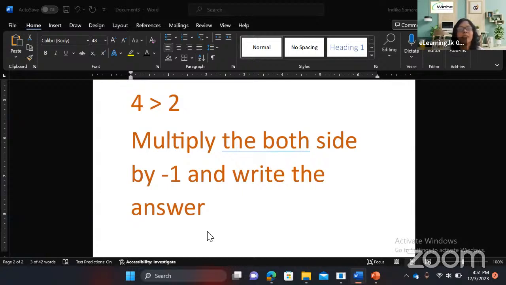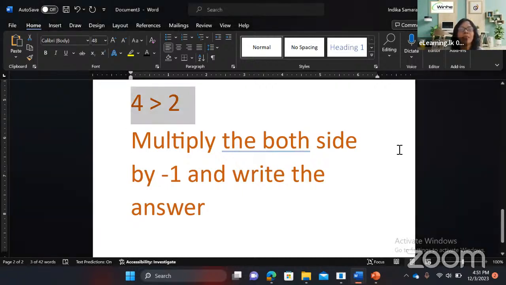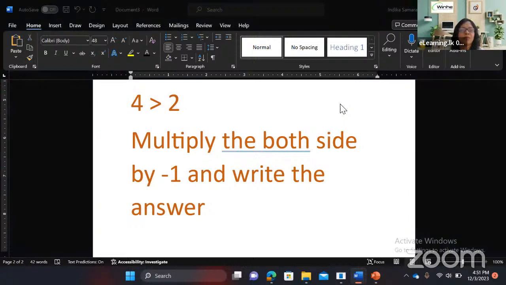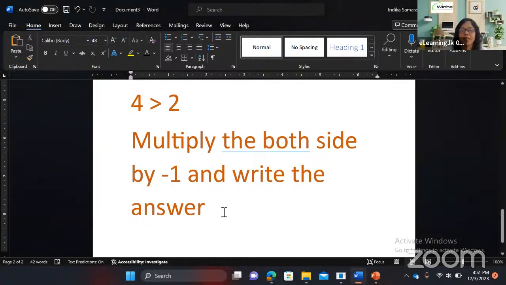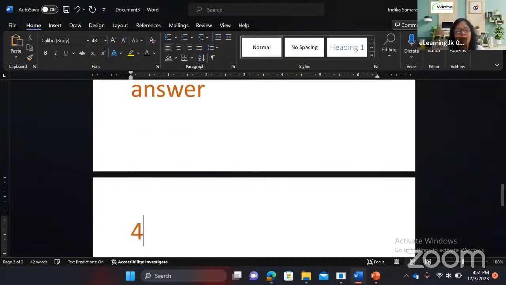Yes, Rohita, Malika, you are correct. So when you multiply these, the value also changes, and the inequality sign also should be changed. If it is greater than, it should be less than. If it is less than, it should be greater than. Now the answer is -4 less than -2, right?